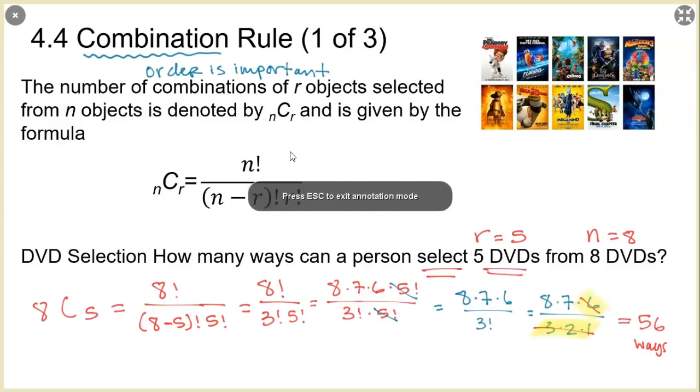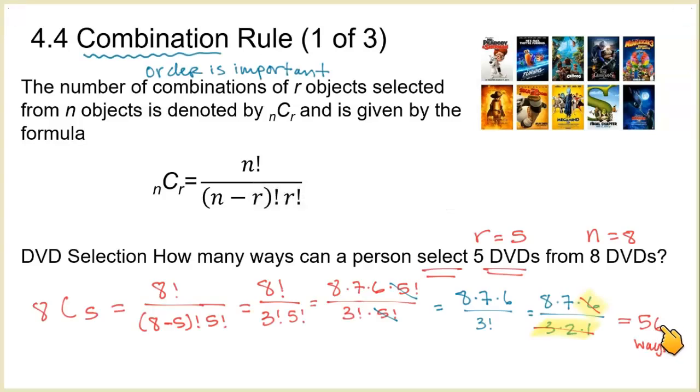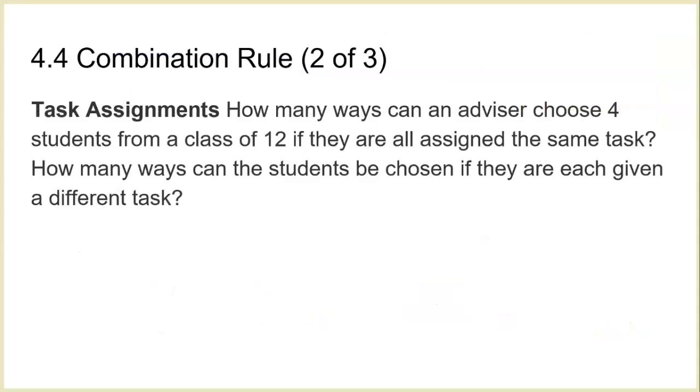Okay. So see, we look at a reduced number of ways because we don't care about the order. Only 56 ways for us to select 5 from the 8. So let's look at a different example that we can work 2 different ways. How many ways can an advisor choose 4 students from a class of 12 if all are assigned the same task? And then how many ways can the students be chosen if they are each given a different task?